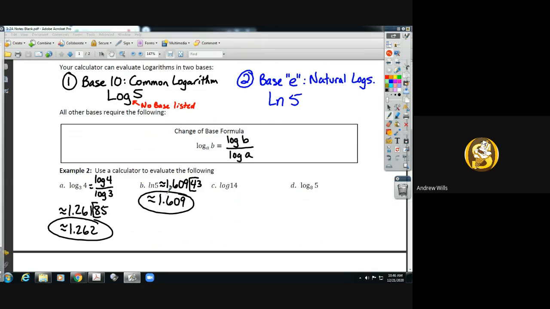Any questions so far before we do the other 2 examples? Yeah, number B. Okay.